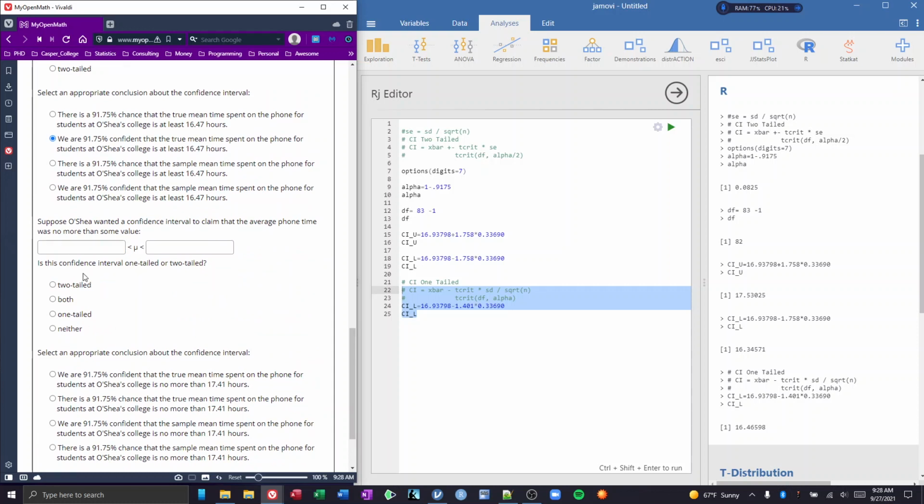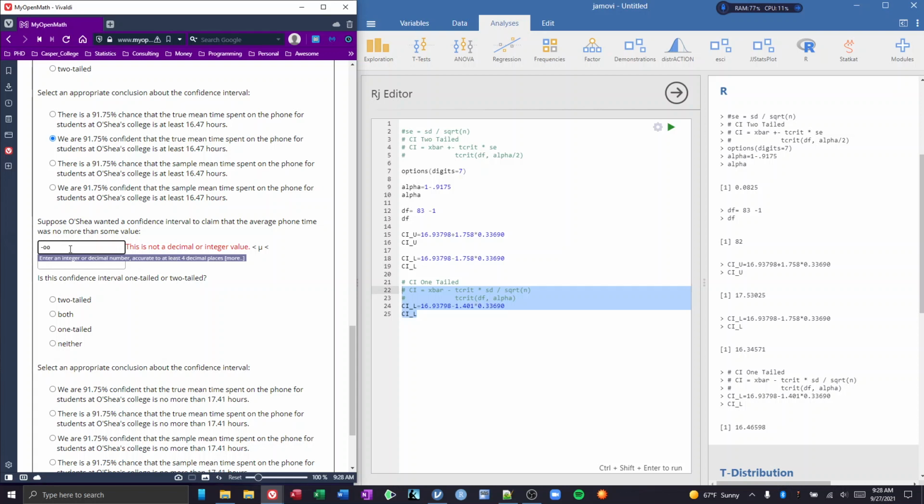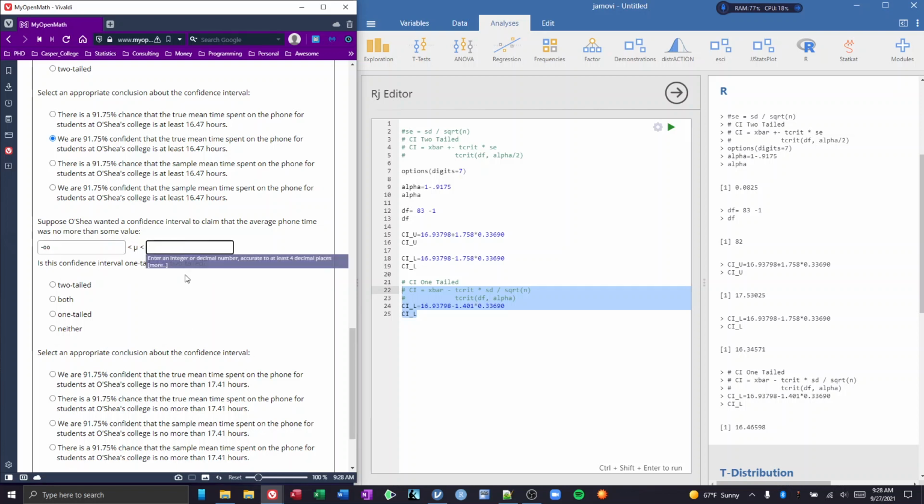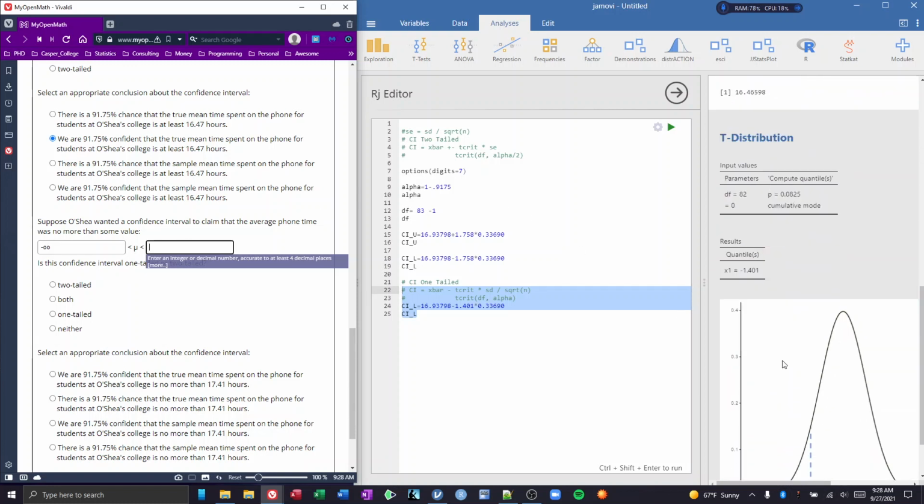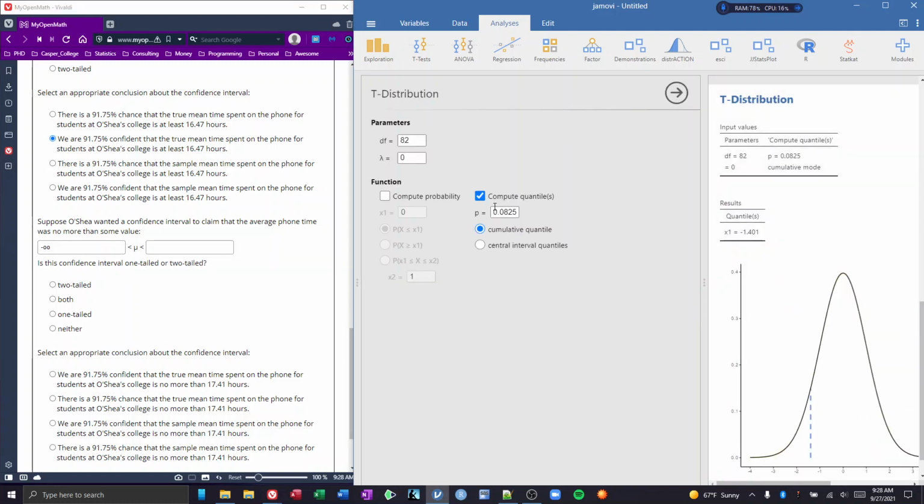Okay, coming on down. Now we want to do it the other direction, where O'Shea wanted a confidence interval to claim that the average phone time was no more than some value. So this one we're going to go from negative infinity, and we are going to go to some upper value. If we go back and look at our distribution here, the only thing that's going to change is now we're going to go from 91.75. We flip this to the other side. No more than this value, or less. And this t critical is still 1.401.